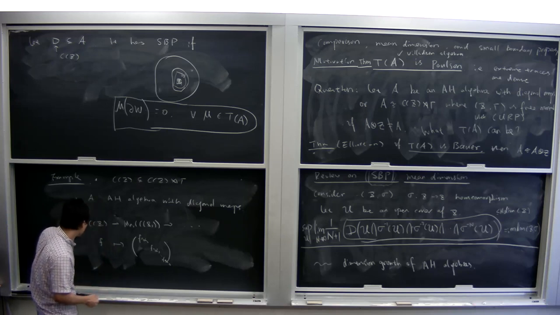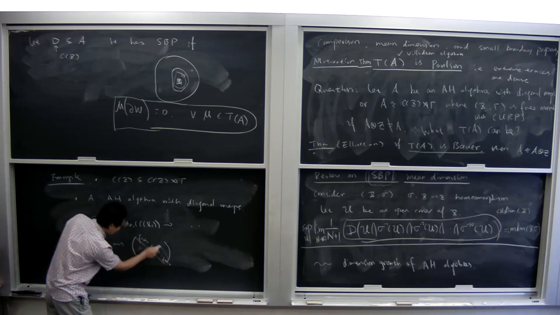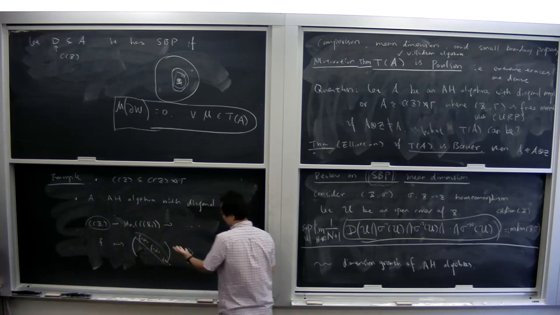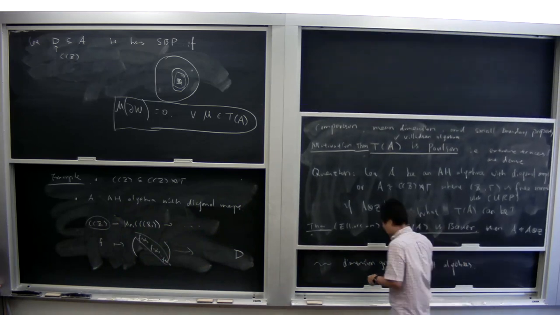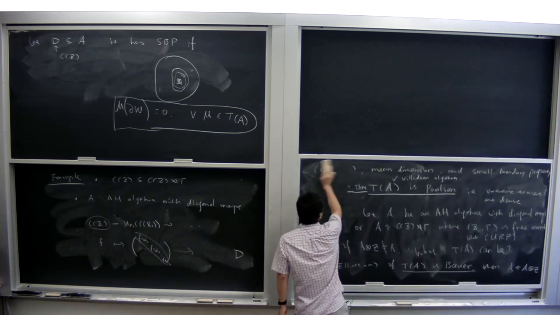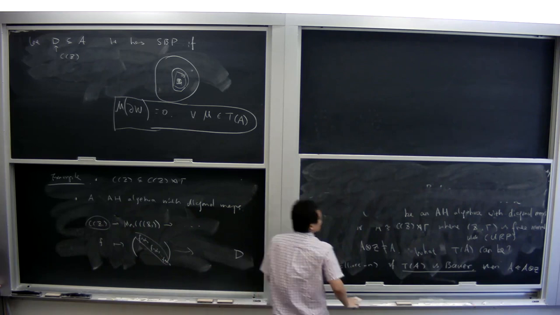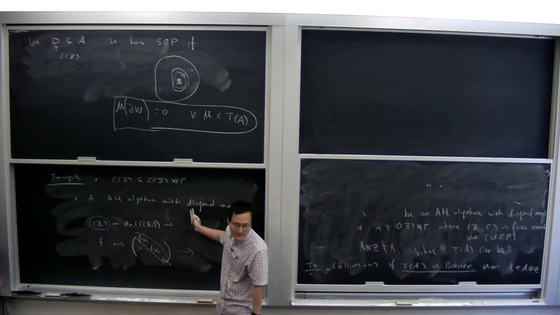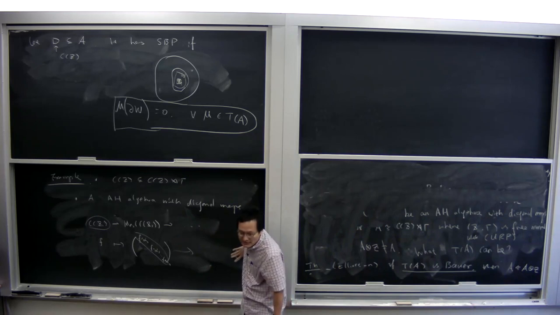So this is an AH algebra with diagonal maps. Now you see that you have a diagonal, which is a commutative C*-algebra. You send it here again, it's a commutative C*-algebra, and keep doing this. Then you are going to have a D, which is the inductive limit of the diagonals. Then, by that theorem, the small boundary property implies the algebra is Z-stable. And for AH algebras with diagonal maps, you have the same thing: the small boundary property for the diagonals implies Jiang-Su stability.